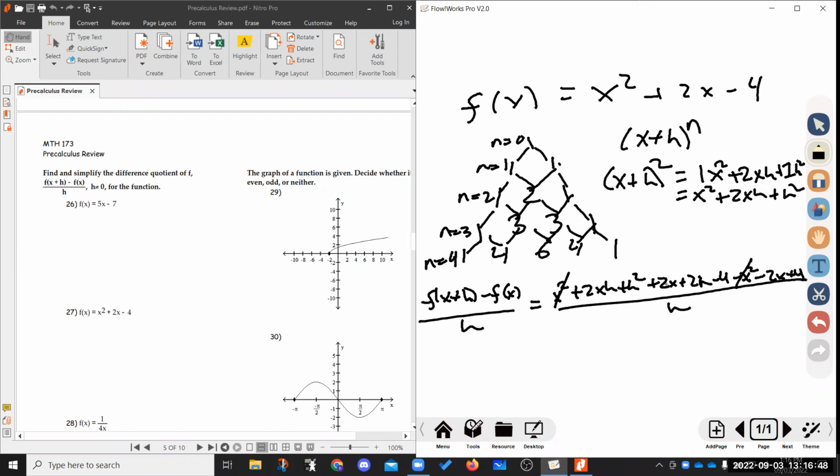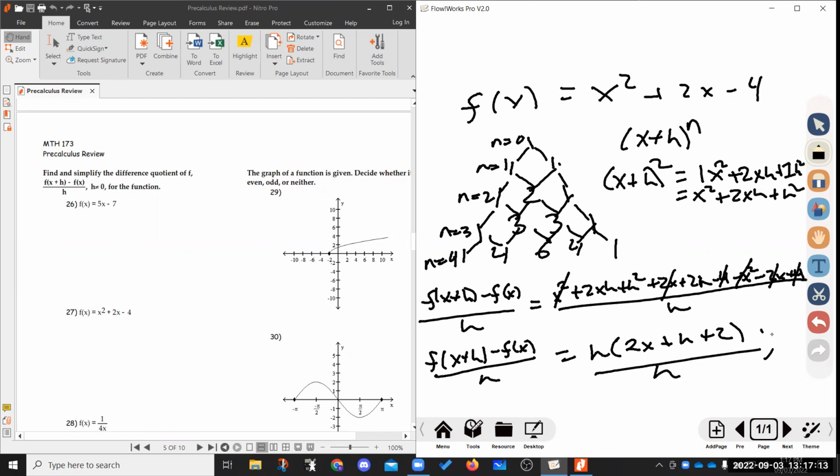Everything without an h in it should zero out. Again, all the things that are in the f of x need to go away, so that I'm only left with the terms that have an h in them. I have a common factor of h that's going to factor out now: h times 2x plus h plus 2, over h. Remember, h is not equal to 0, so I'm allowed to make this cancellation. I'm left with 2x plus h plus 2.